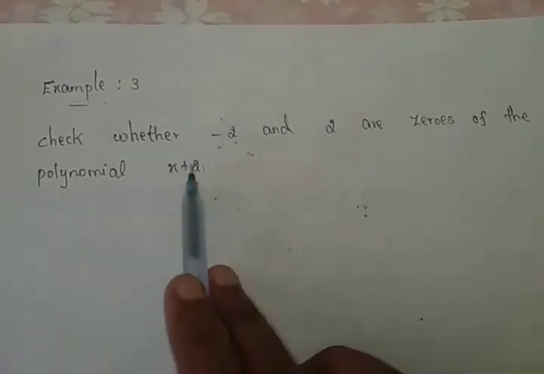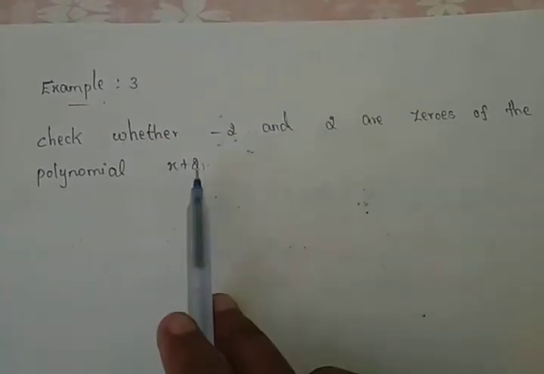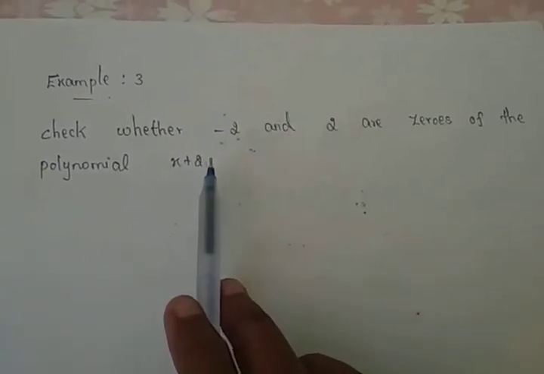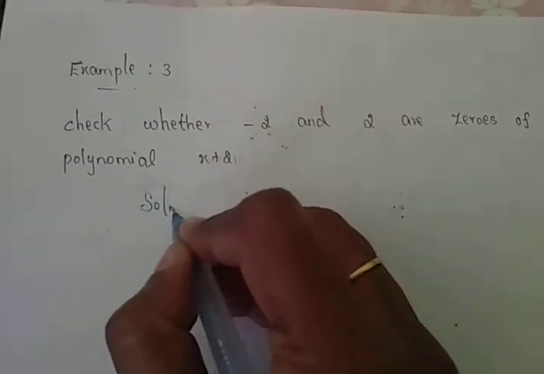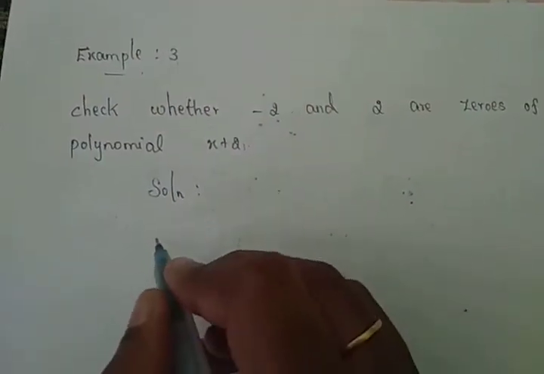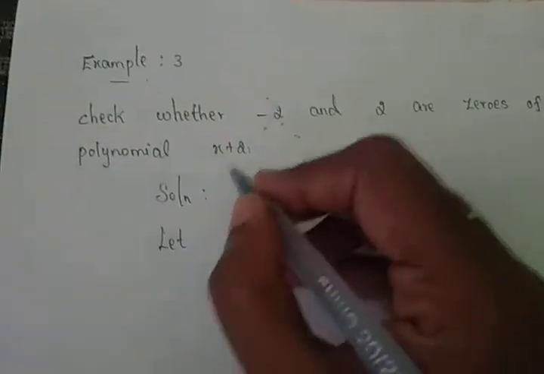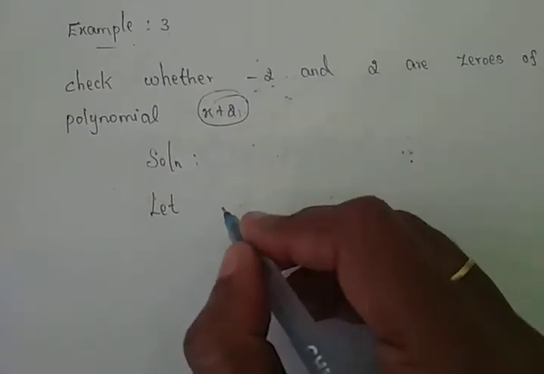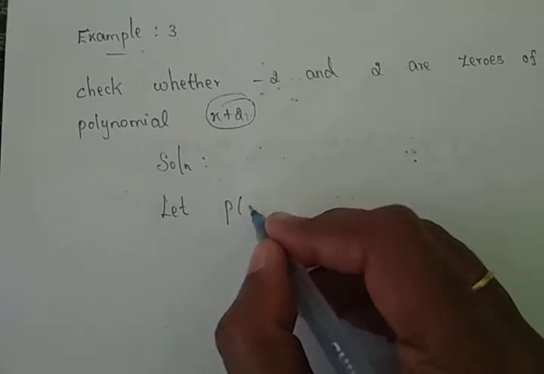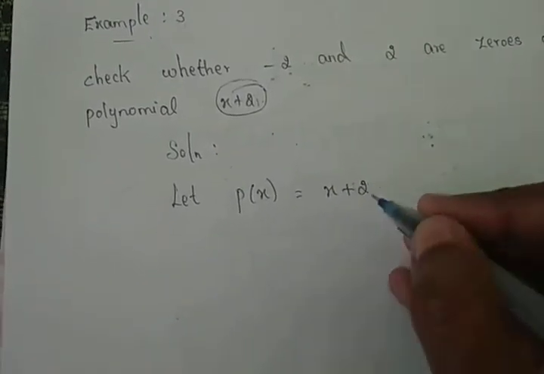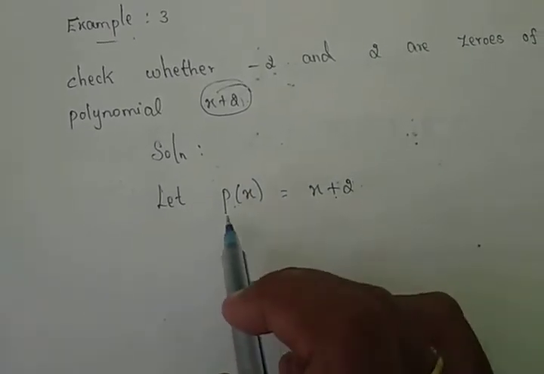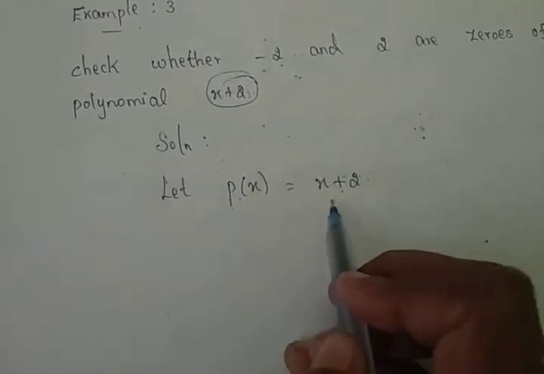We have to check whether the two numbers are the zeros or not. Then let us see the solution. First we have to write the polynomial. Polynomial means we have to take p of x equal to x plus 2. This is a polynomial, so we can take p of x equal to x plus 2.